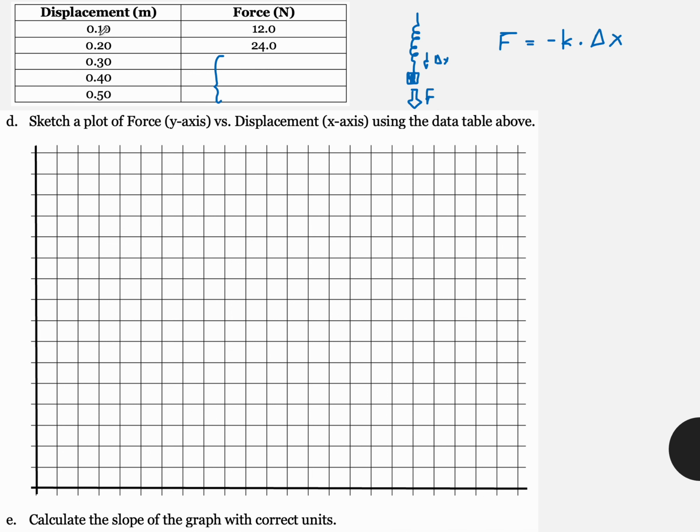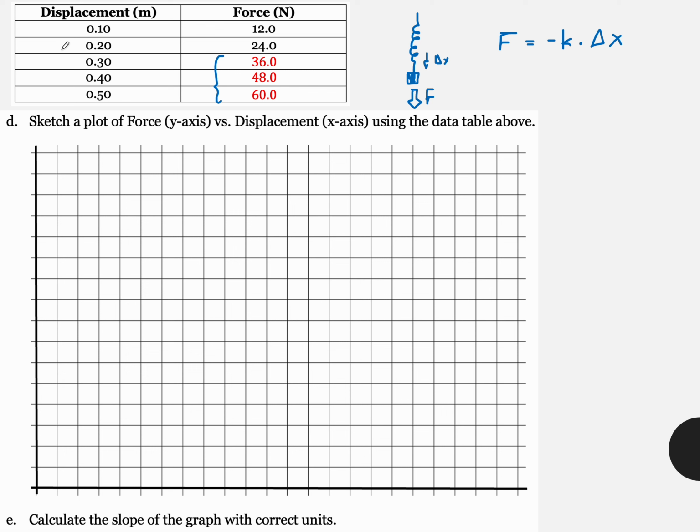Notice that when you stretch it 0.1 meters, the force is 12. When you do this, 0.2 is 24. You might recognize, hey, it's increasing by 12 newtons each time we increase it by 0.1 meters. So whatever are the 3? Well, 36, adding 12, 48, and 60. And now that I have both our displacement and the force, we can graph this.